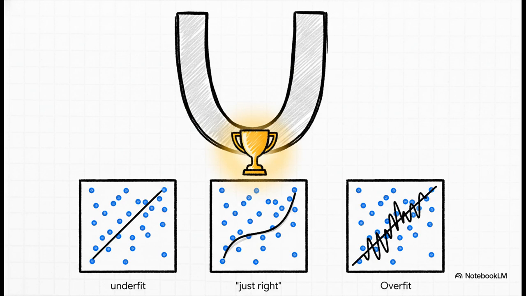That's the Goldilocks solution. It's complex enough to actually capture the real pattern in our ice cream sales, but it's simple enough that it doesn't get sidetracked memorizing all the random, meaningless noise. This is the model that will actually work when we put it to the test in the real world.